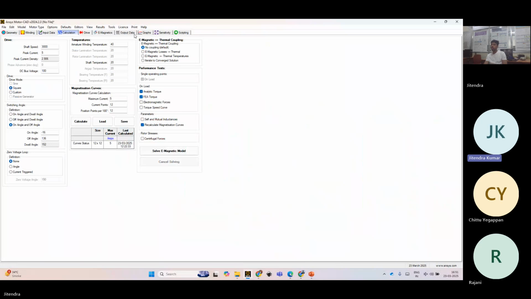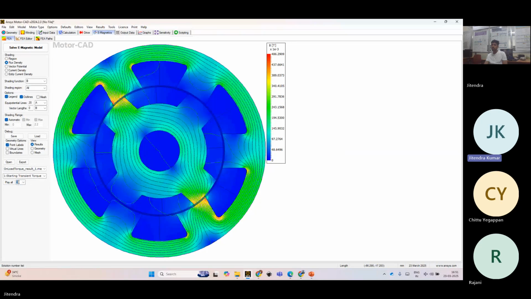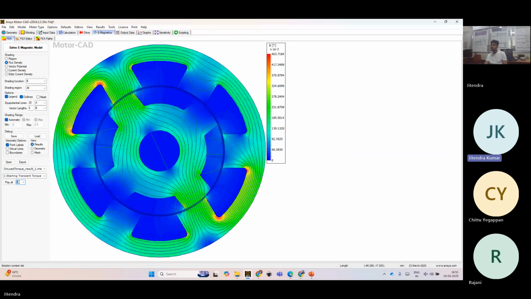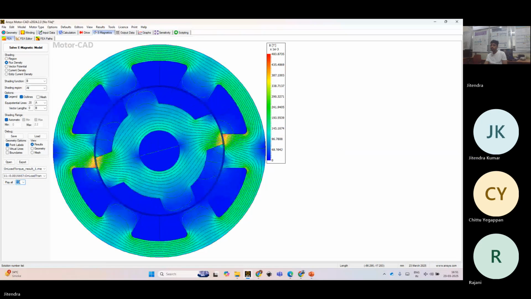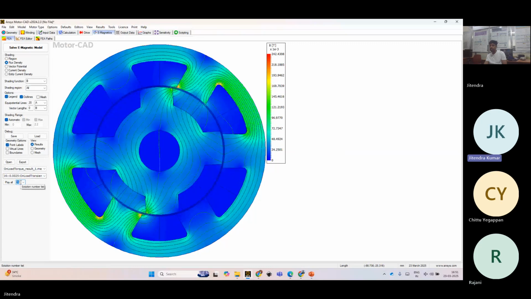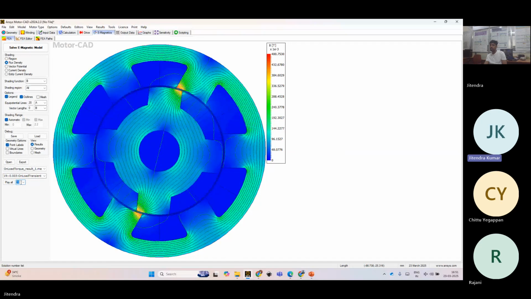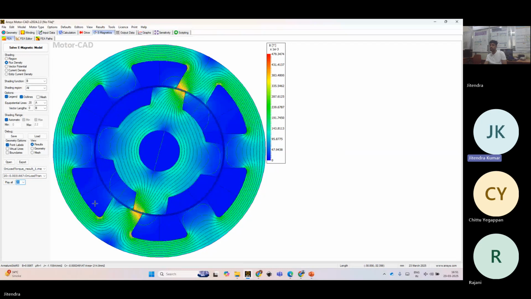Now I just wanted to show you some graphs and the flux path. This is how it will rotate. I wanted to show you the aligned position. Until this point, the majority of the flux is flowing from this tooth to this tooth. As it gets aligned, it turns to zero because no force will be produced there. Now the next tooth is slowly coming to the aligned position. Green is the higher flux density level.